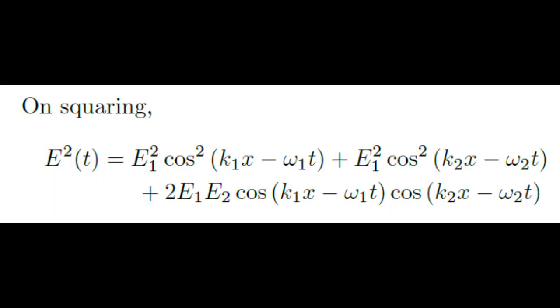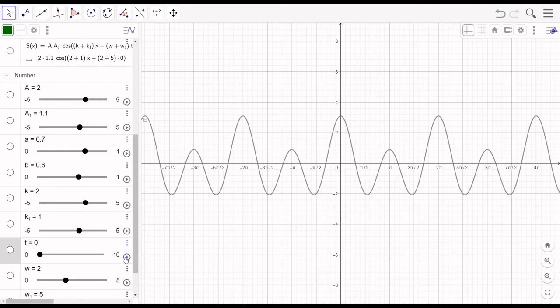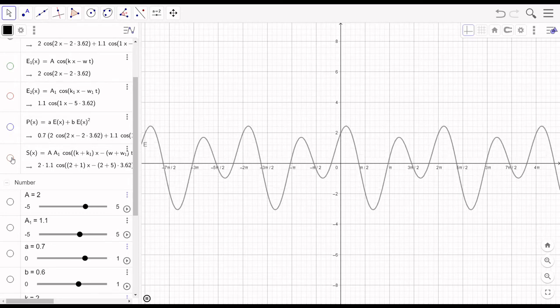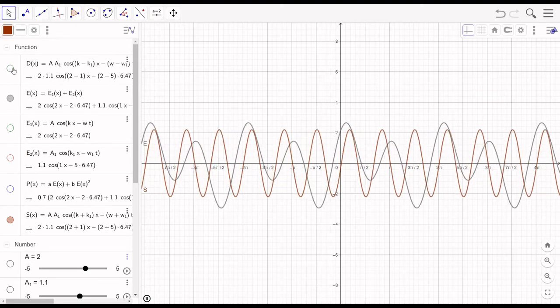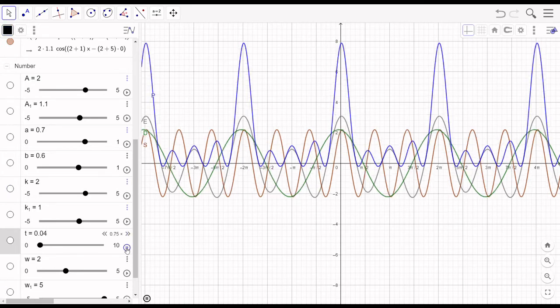On squaring the electric field, we have an E1 squared, an E2 squared and a 2 E1 E2 term. The E1 squared and E2 squared terms just give the second harmonic generation. However, the 2 E1 E2 term now gives us a field whose frequencies are added and another field whose frequencies are subtracted. This is the sum frequency generation and difference frequency generation. It should be understood that in a nonlinear material, all of these effects simultaneously happen.